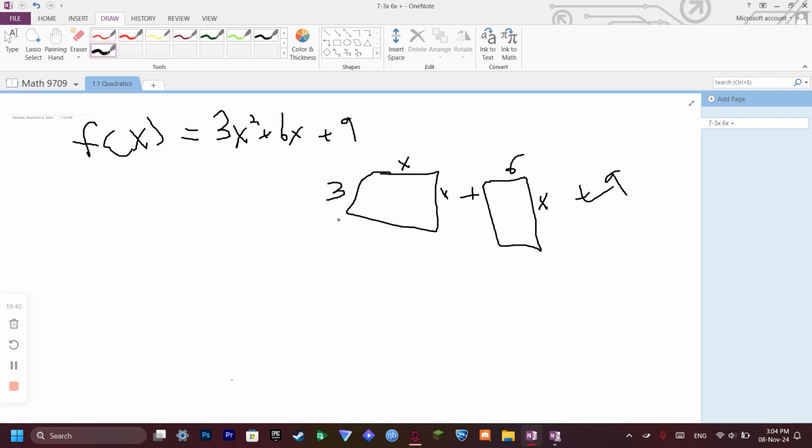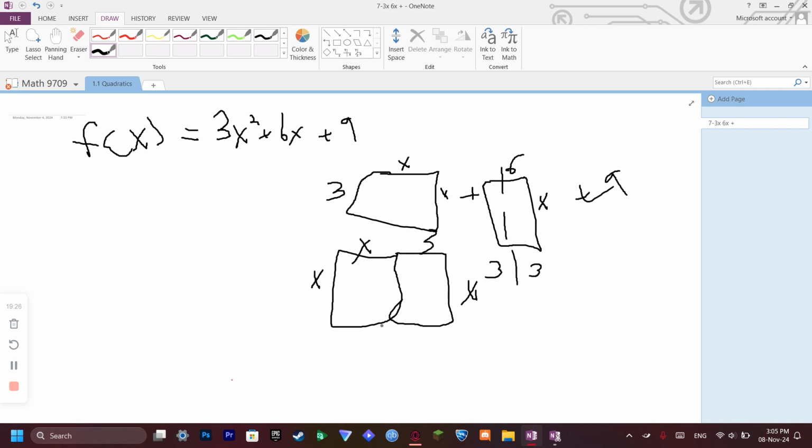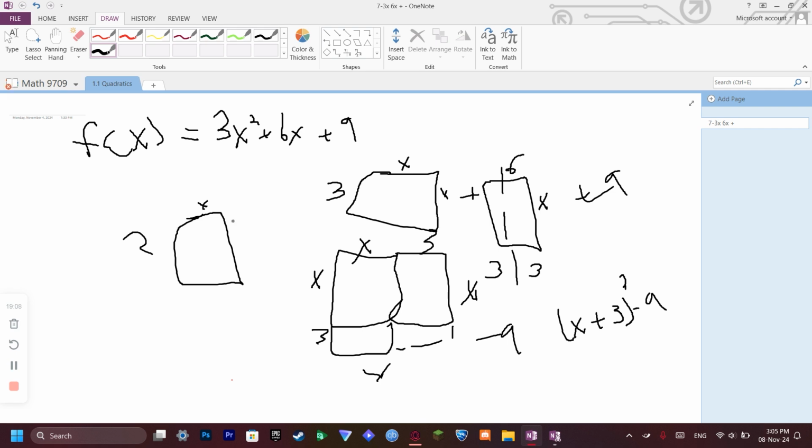If we try to do the same thing, we take this x and x, and then you divide this by 2, and it's 3, 3. You take 3x, and then 3 and x, and then you move this part, so minus 9. So you get x plus 3 squared minus 9. But there is still 2 of these squares. There are still 2 x squared squares, you know.